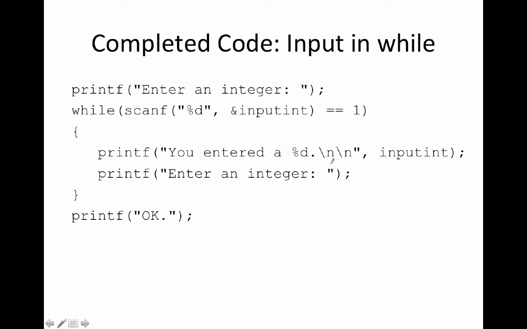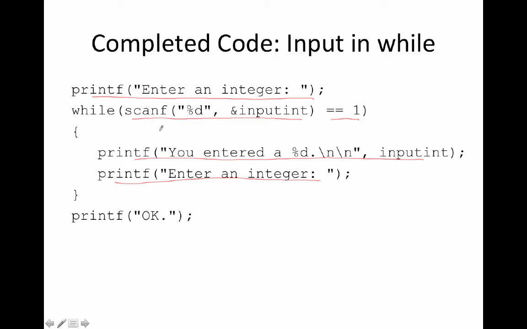Okay, so here's what the code is going to look like in the main function. We prompt the user to enter an integer. Then we have the scanf that's attempting to read an integer from the input buffer into the location of the variable input int. While that is able to happen, it's going to echo print the value of the variable and prompt the user again to enter an integer.